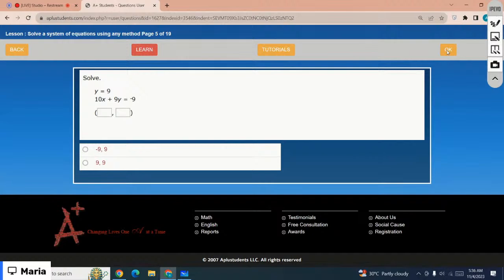Okay, which is the correct option? Which is the solution? The correct option is option number 1, that is negative 9 and 9. Option 1 is the correct option.